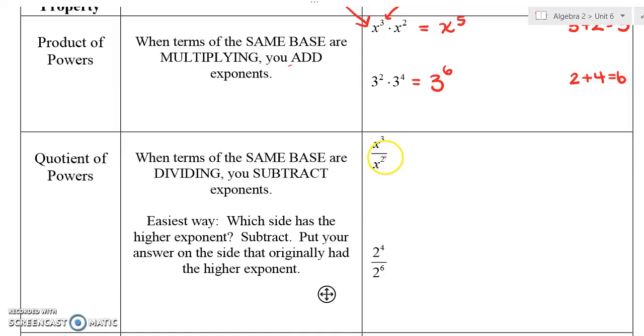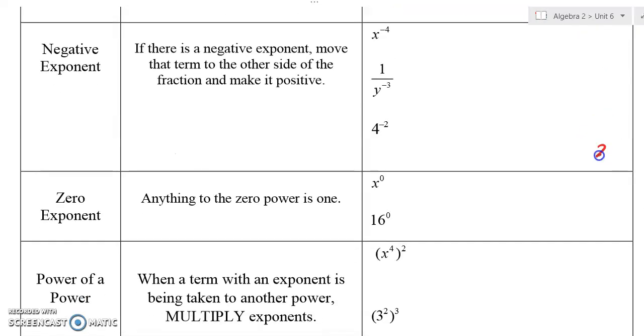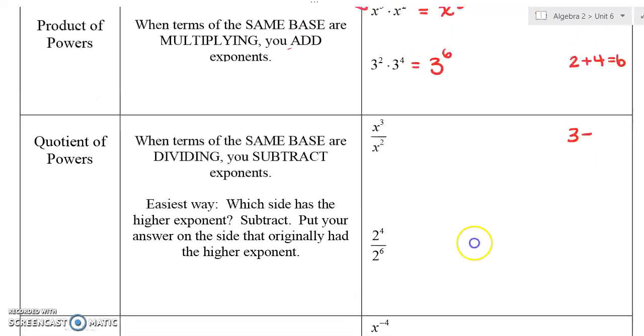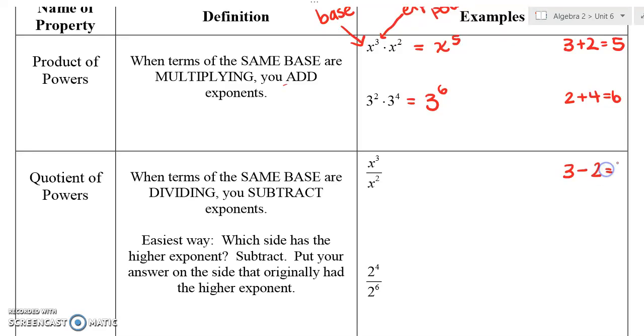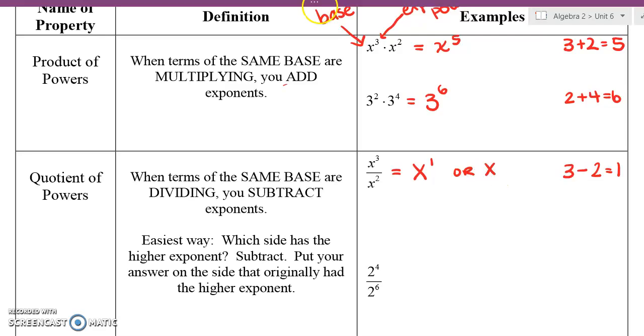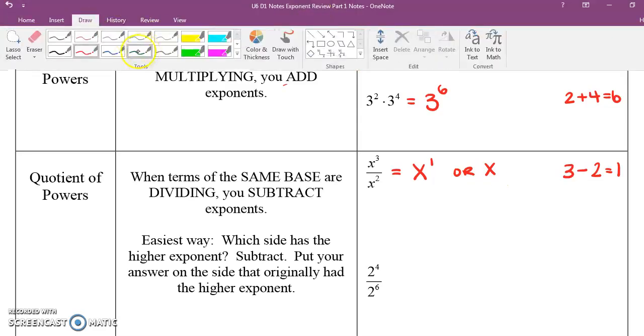Alright, when we have the quotient of powers and they have the same bases again, what we do is we subtract their exponents and we go from the top minus the bottom. So we're going to do 3 minus 2, which equals 1, and therefore our answer is x to the 1, or you could just write x because we know that everything has a power of 1.